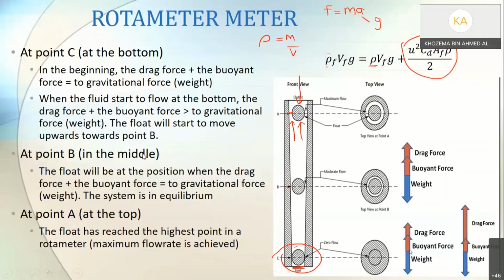When you have things in equilibrium, meaning that whatever force is acting downwards is equal to the force acting upwards, your float will not move. This can happen when you have no flow. When you have no flow, this term will be 0. So the gravitational force is equal to your buoyancy force, right? So at point C, in the beginning, when there is no flow, it will not move.